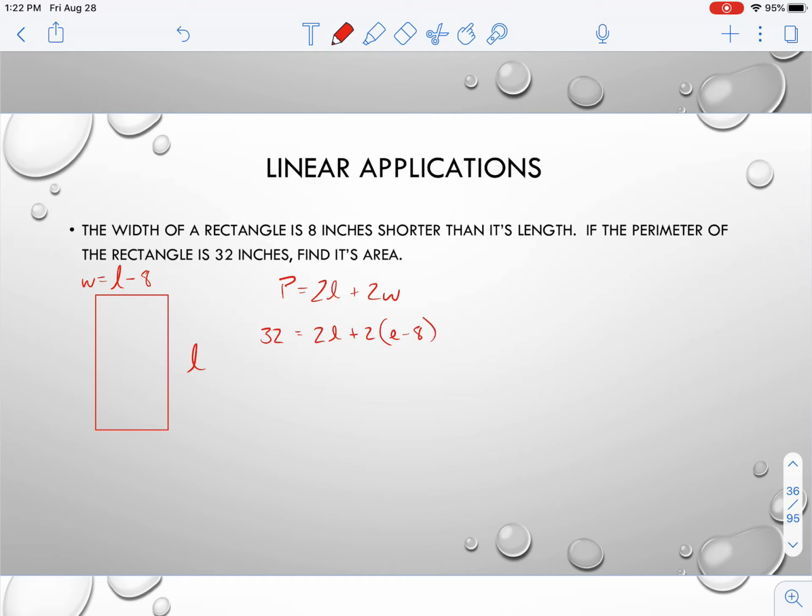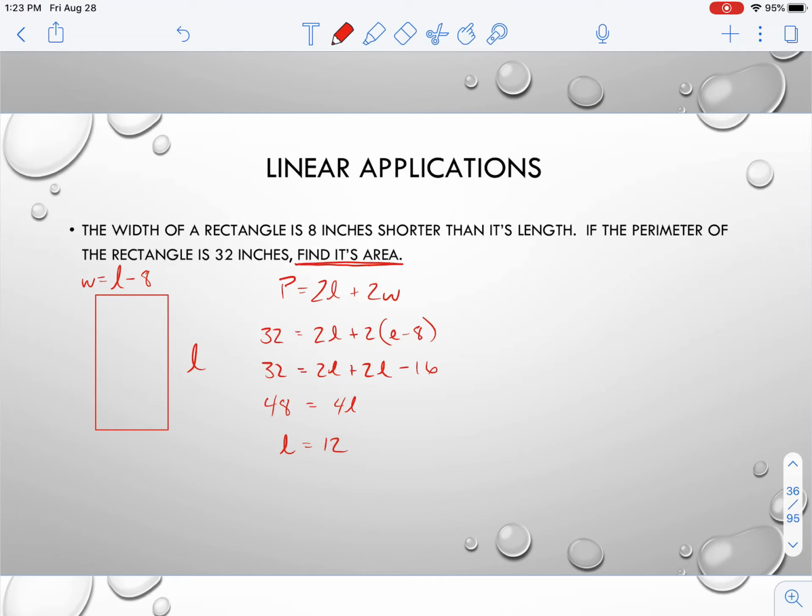So when I go and simplify here, we're going to have 32 equals 2L plus 2L minus 16. Or I'm going to have 48 equals 4L, or L equals 12. I'm not done. I've solved for L, but I haven't actually found the area.